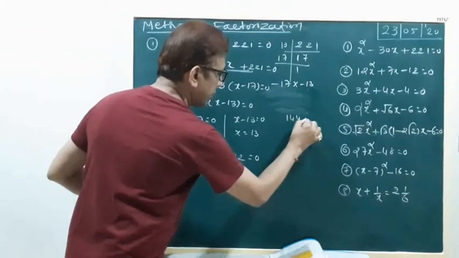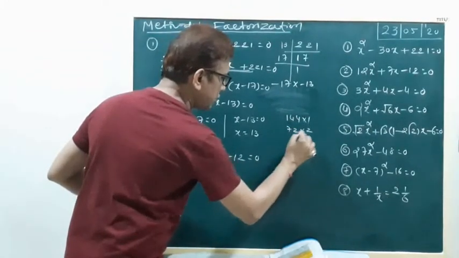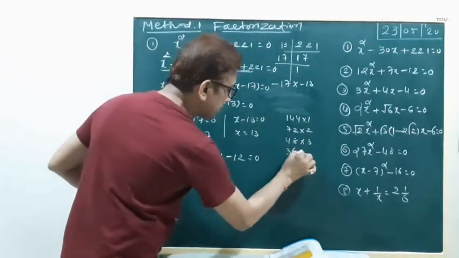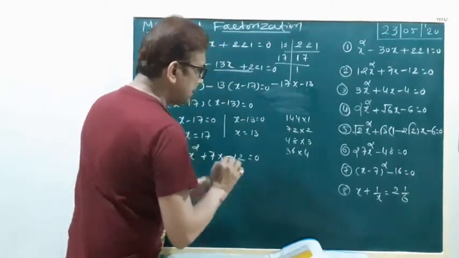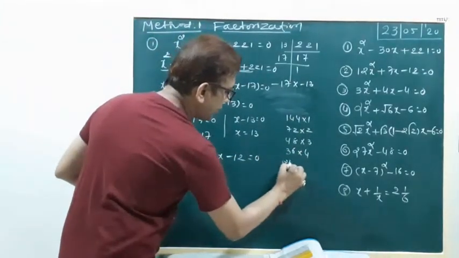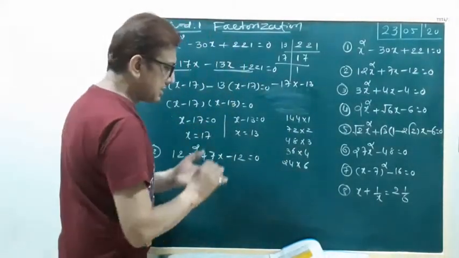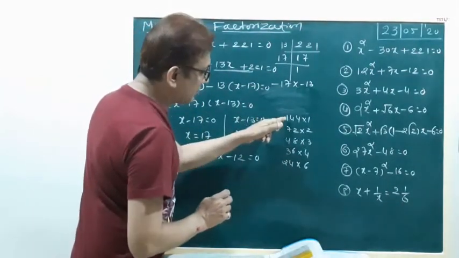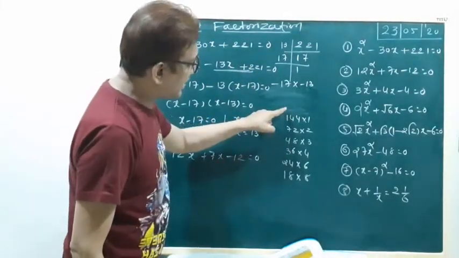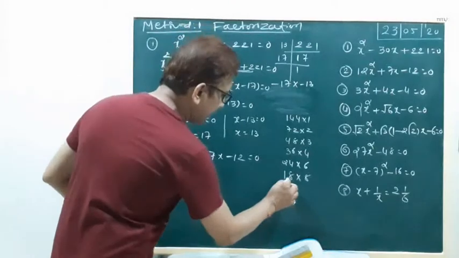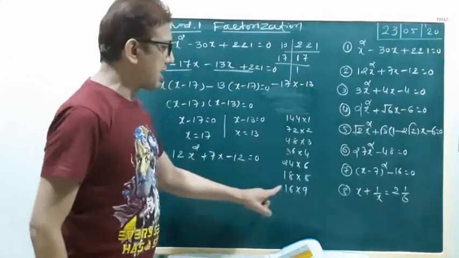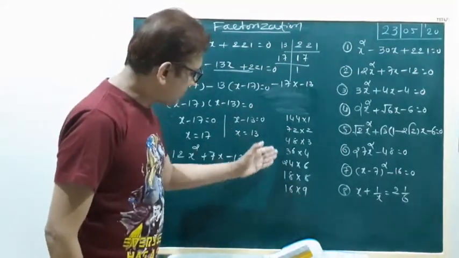144. 144 ones are 144, 72 twos are 144, 48 threes are 144, 36 fours are 144, and 5 is not divisible. 6: 24 sixes are 144, 7 is not divisible. 18 eights are 144, 9 is not possible. 16 nines are 144. Okay, clear? These are your possible factors.